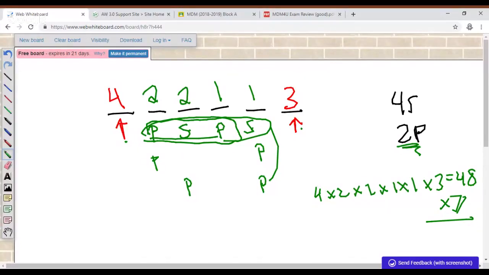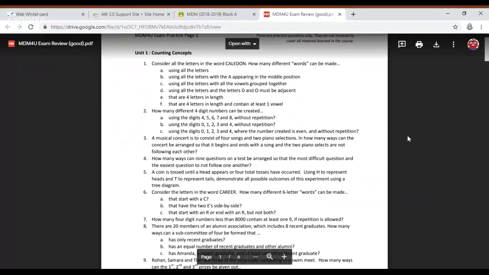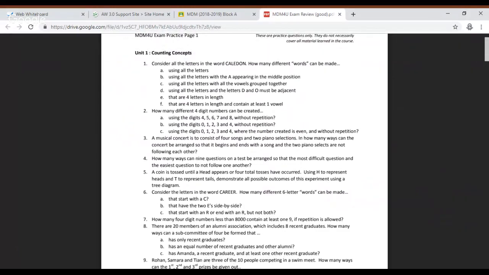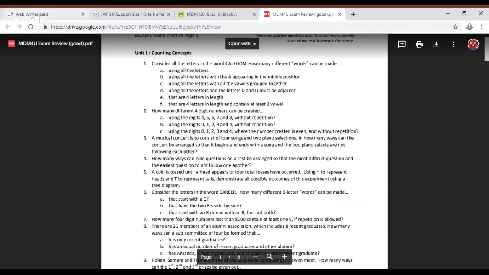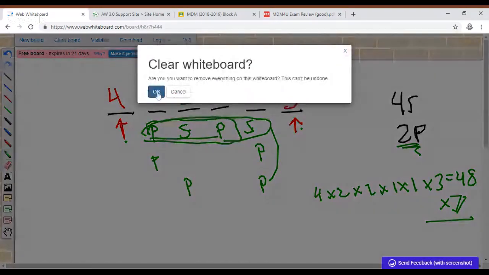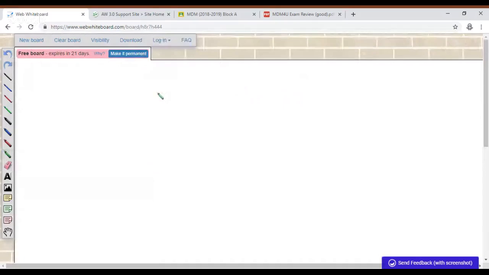Sam, you also asked for question 7. How many 4-digit numbers less than 8,000 contain at least 1 9 if repetition is allowed? Okay, so again, we'll start with thinking about the question in its most basic setting. So we want a 4-digit number. So that means I have 4 decisions to make about the numbers. Now it has to be less than 8,000.